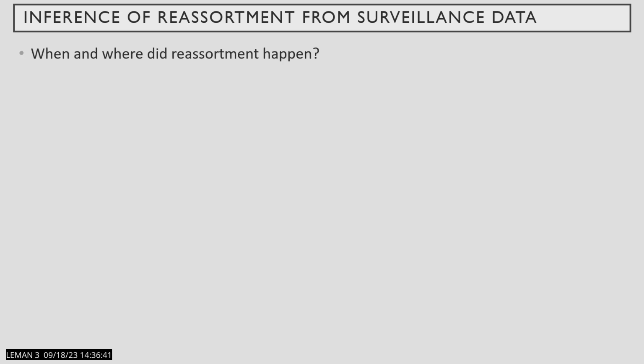And so our question was, can we build a tool that can tell you when and where the reassortment happens using the surveillance data? And importantly, we wanted to do this pretty much in real time.